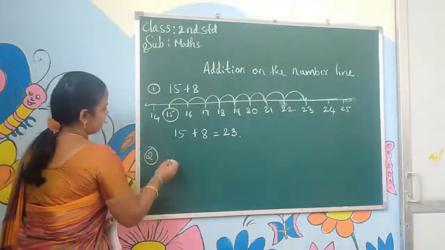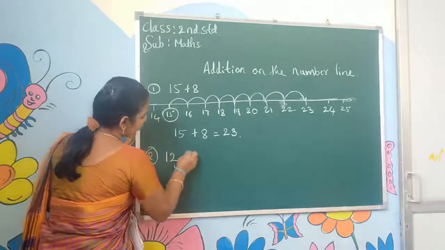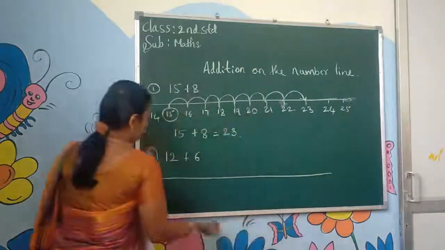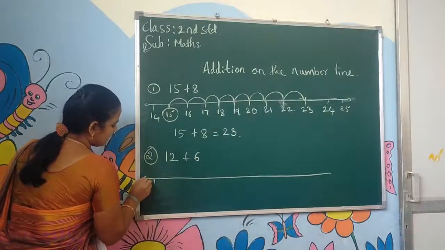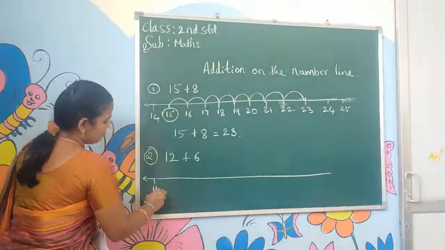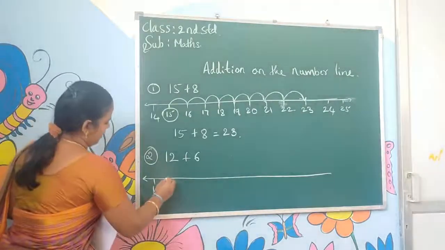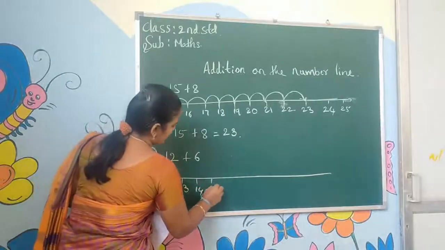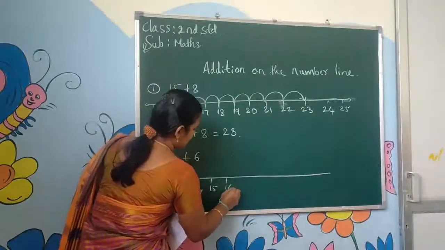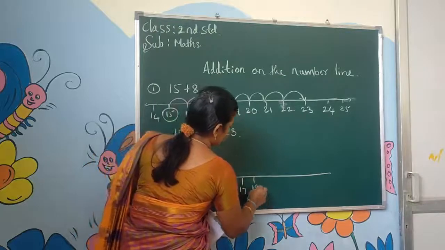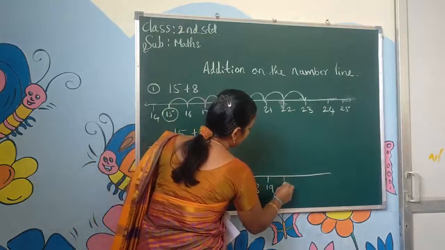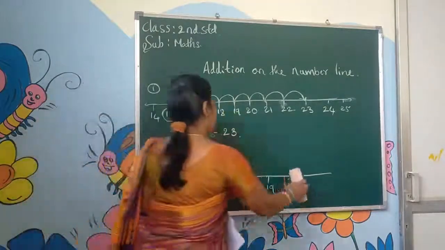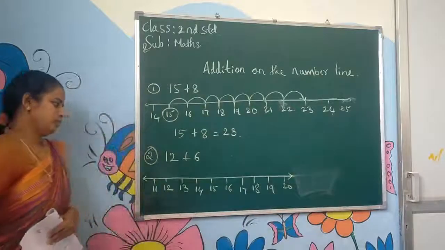Second one. Take another one. That is 12 plus 6. Draw a number line. I'm starting here from the number before 12. Which is the number before 12? 11. 12. 13. 14. 15. 16, 17, 18, 19 and 20. Okay.